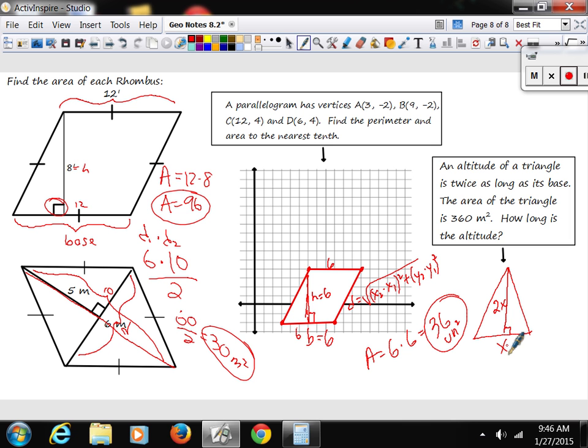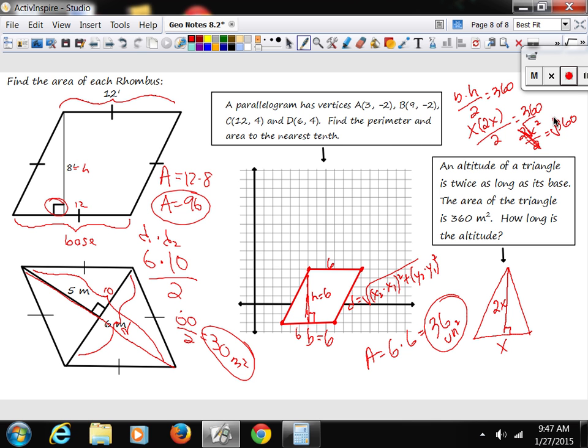It tells us that the area is 360. So that means the base times the height divided by 2 equals 360. My base was x. My height is 2x, divided by 2 gives me 360. So what's x times 2x? 2 times x squared, because x times x is x squared. So this would be 2x squared over 2 equals 360. These 2's are going to cancel out, so you're just going to have x squared equals 360.